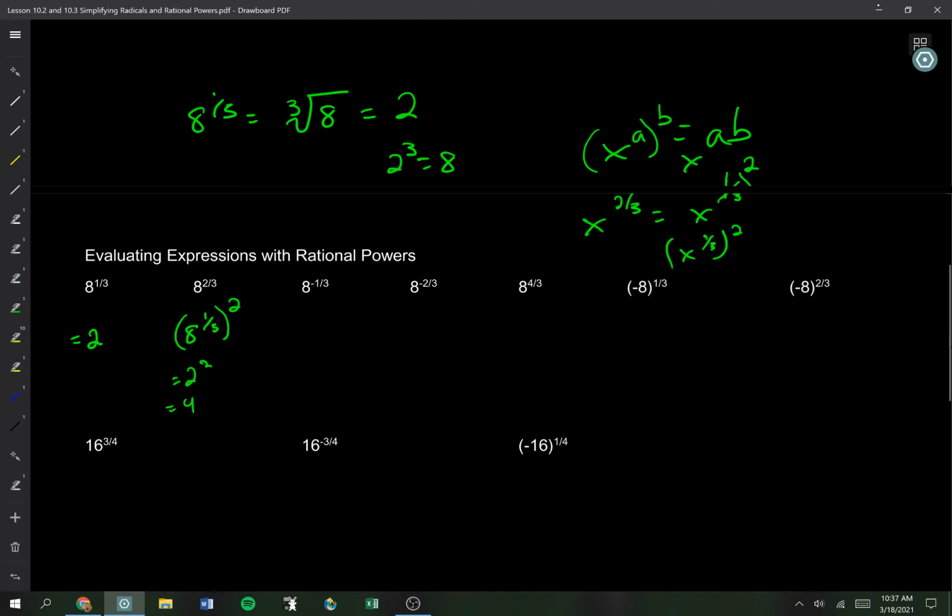I could also think of it this way. You might like it better this way. I'm doing the cube root of 8 squared. That's how this converts. Well, I recommend you make numbers smaller before you make them bigger. The cube root of 8 is 2, and 2 squared is 4.